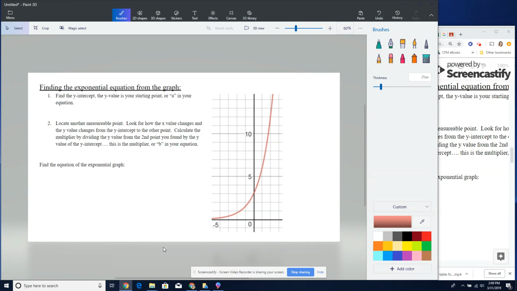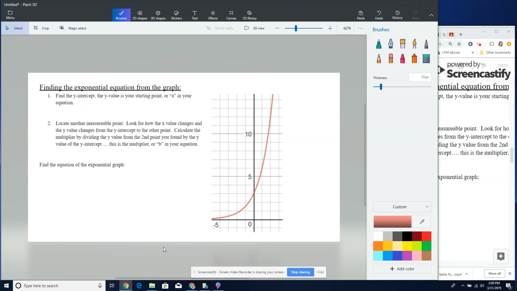Okay, we're going to finish up the notes in your Chapter 8 packet. The last section of notes that we need to do is on finding the exponential equation from the graph. So if you will turn to that section in your packet, we will move on from there. Go ahead and pause this video if you need to get it out.